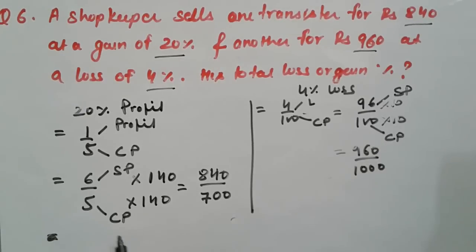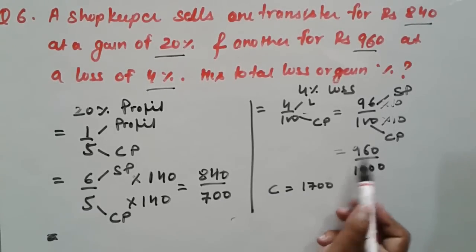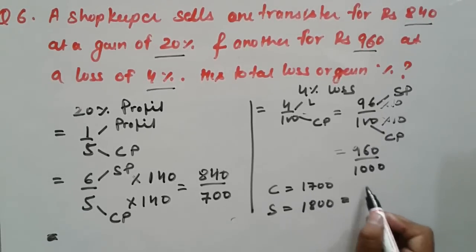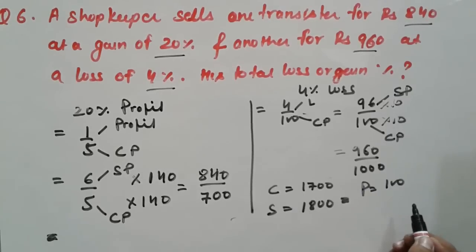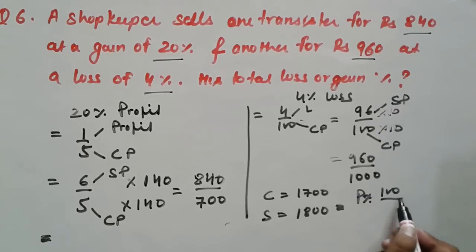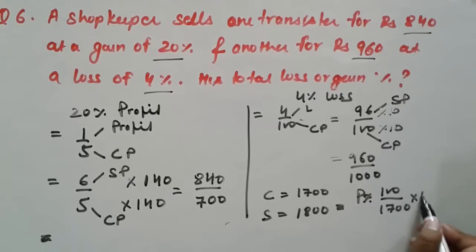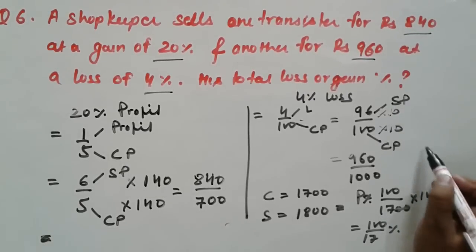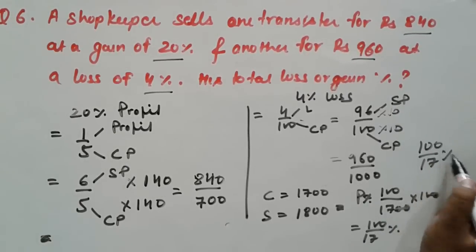Okay, so our total cost price is 700 plus 1000. Total cost price is 1700, and total selling price is 840 plus 960, which is 1800. Okay, 1800. So there is a profit of 100 rupees. Now we can calculate the profit percentage: 100 by 1700 into 100. 100 and 100 cancel, so it will become 100 by 17%. So our final answer is 100 by 17%.